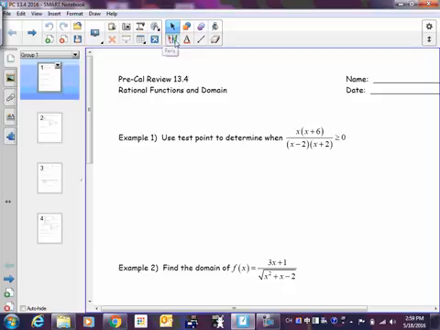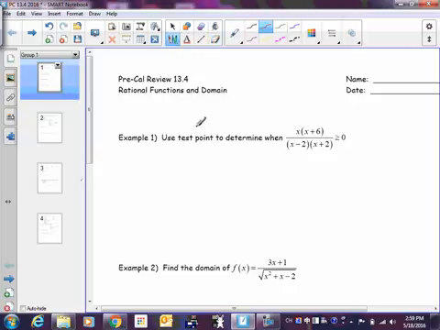So we already learned about polynomials and factoring and all that kind of stuff. We're going to use some of those same skills here in this 13.4. We're going to talk about domain. We already talked about domain a little bit with parent functions. But look at what they're asking you to do here.